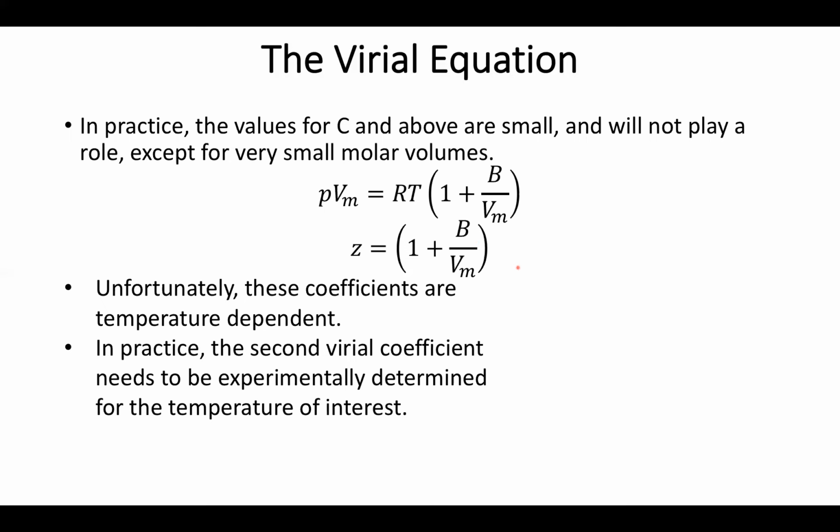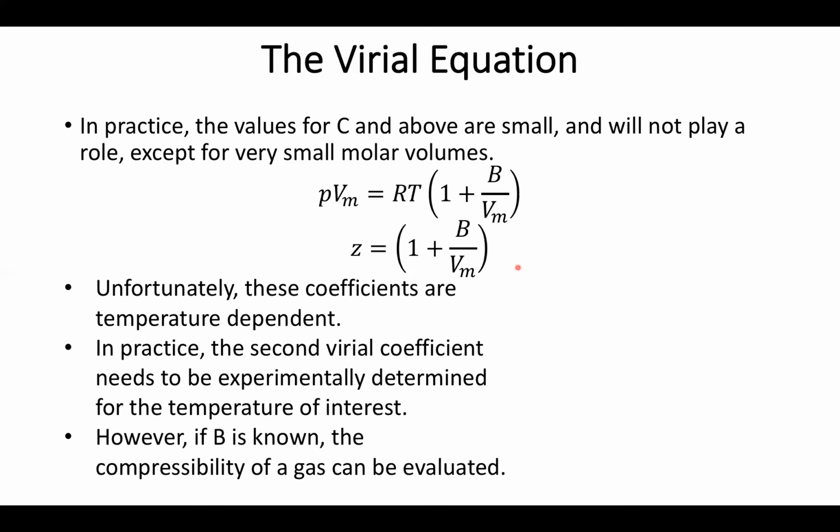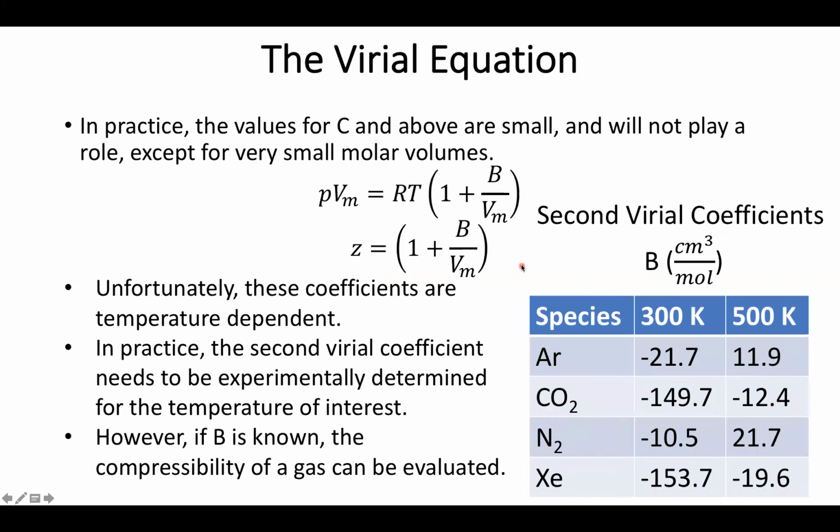However, if you do know your virial coefficients, we can get a perfect description of our compressibility factor over a wide range of pressures, because we are going to build in that pressure dependence, because remember, molar volume and pressure are indeed related. So, for example, let's go ahead and look at 4 example virial coefficients. Some simple ideal gases like argon and xenon, and some more complex systems like N2 and CO2.